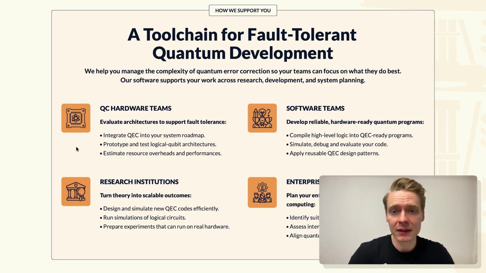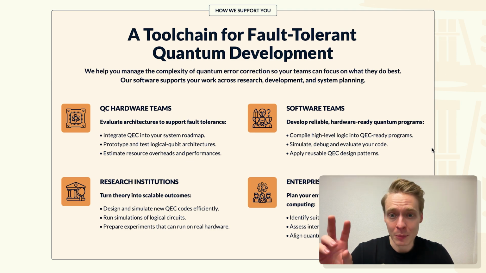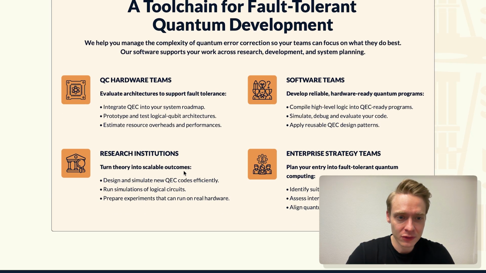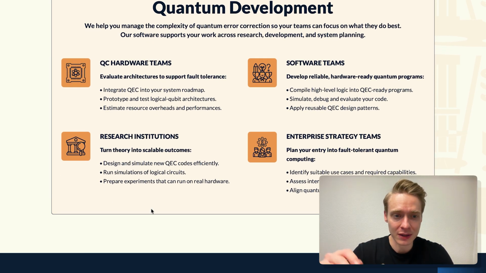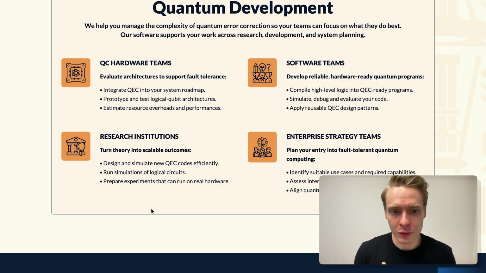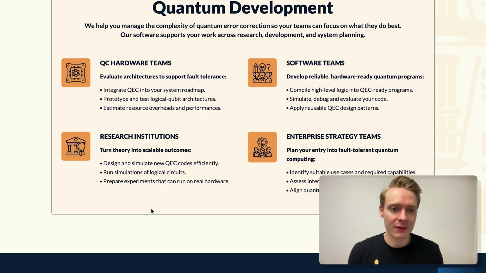Then on the software side, which are probably the people working on programming or algorithms for quantum computers, it says develop reliable hardware-ready quantum programs, compile high-level logic into quantum error correction-ready programs, simulate, debug, and evaluate your code, apply reusable quantum error correction design patterns. Then on the research institutions, it says turn theory into scalable outcomes, design and simulate new quantum error correction codes efficiently, run simulations for logical circuits, prepare experiments that run on real hardware.